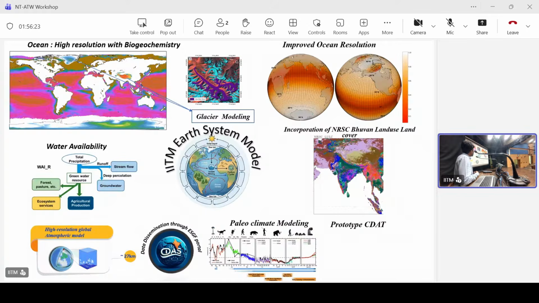And we have a team which works on paleoclimate modeling. That is, we work on PMIP simulation. That is, we try to simulate 127,000 years ago, that is the last interglacial, and also mid Holocene, that is 6,000 years ago. We do those experiments as well, and we have a climate data analysis tool.